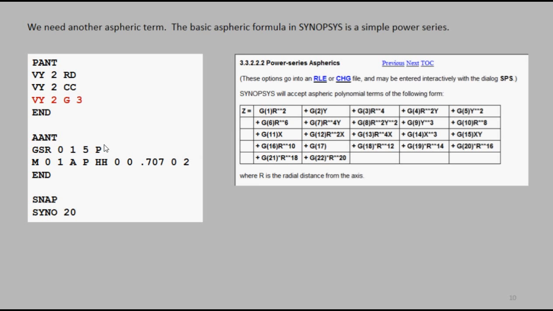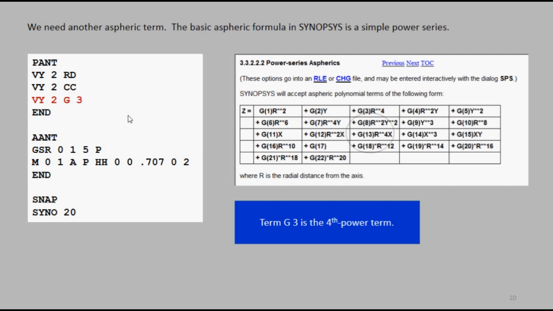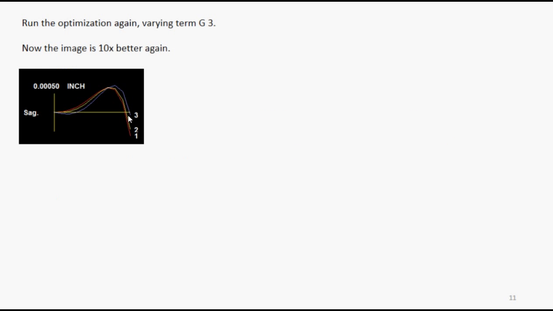Now the basic aspheric formula in Synopsys is a simple power series, as shown here from the help file. And we're going to vary term G3. That's the fourth power term, right there. And we run the optimization, and the image is 10 times better yet.